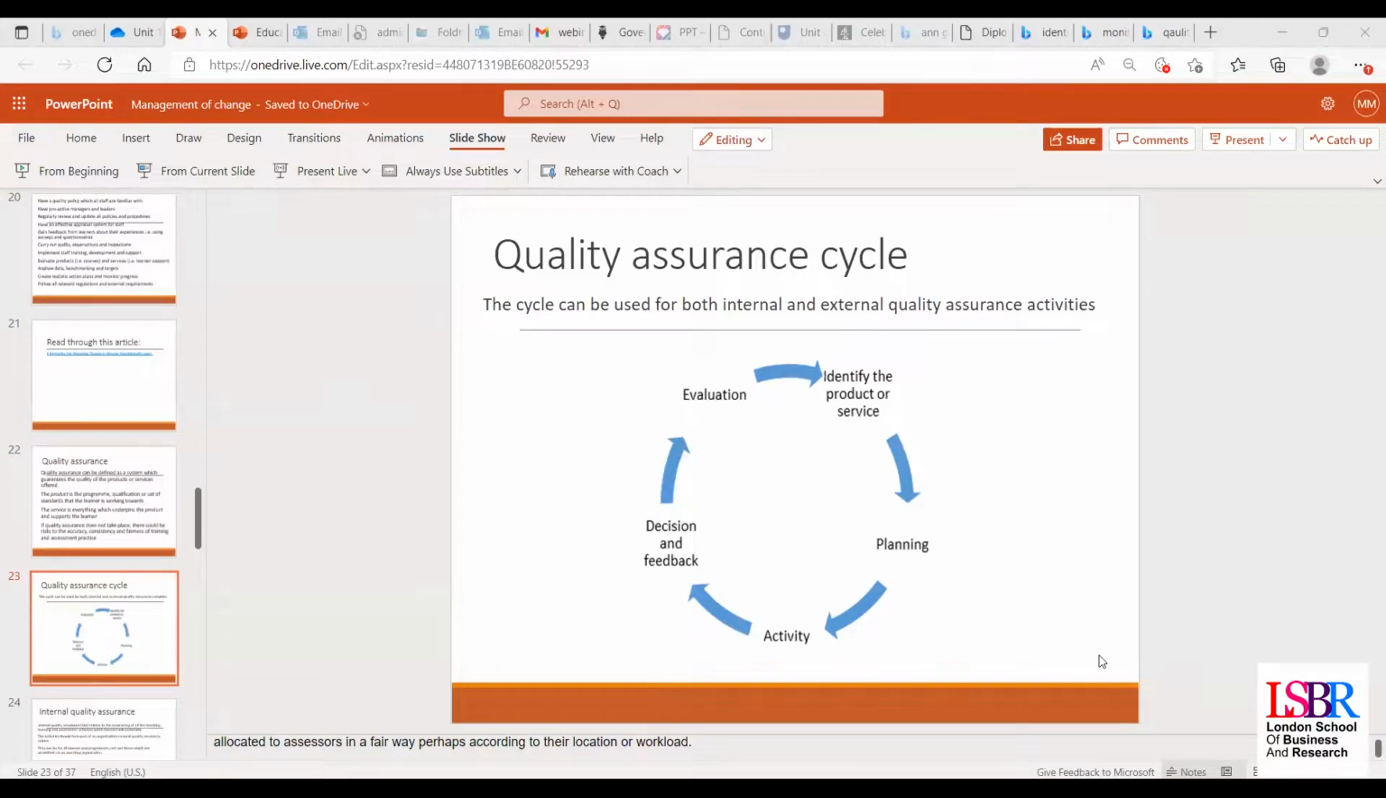So it can be used for both internal and external quality assurance activities. So you identify the product or service, and then you start planning. You do the activity, and then you have a decision about it and feedback. And then you evaluate. And then you just keep going like that. And hopefully, eventually, you reach a stage where things are running smoothly. But then, of course, you still need to continue with your evaluation and self-assessment.